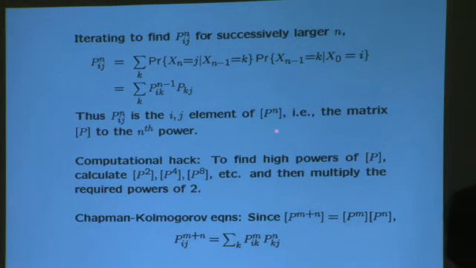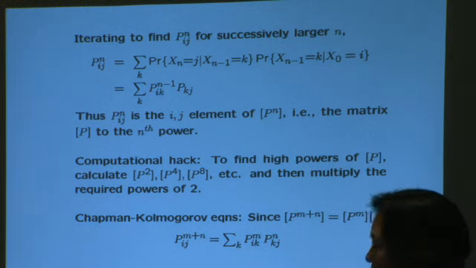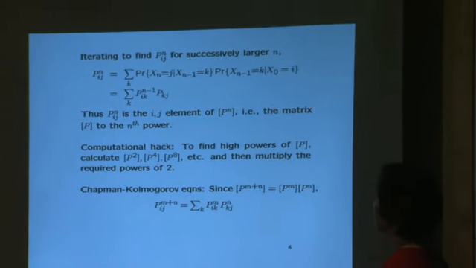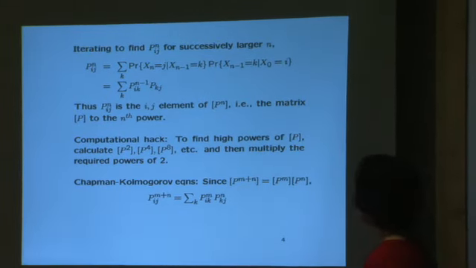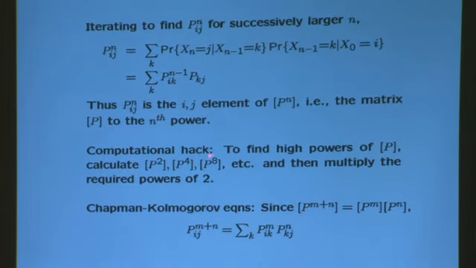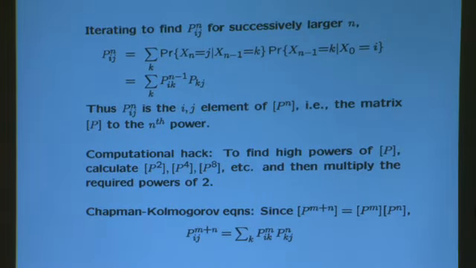So P of n right here, this representation is just the transition matrix multiplied by itself n times. And this gives you the n-step transition probabilities on this Markov chain. So computationally, what you do is you take P squared, P to the 4, and if you want P to the 9th, you just take P to the 8th and multiply by P.